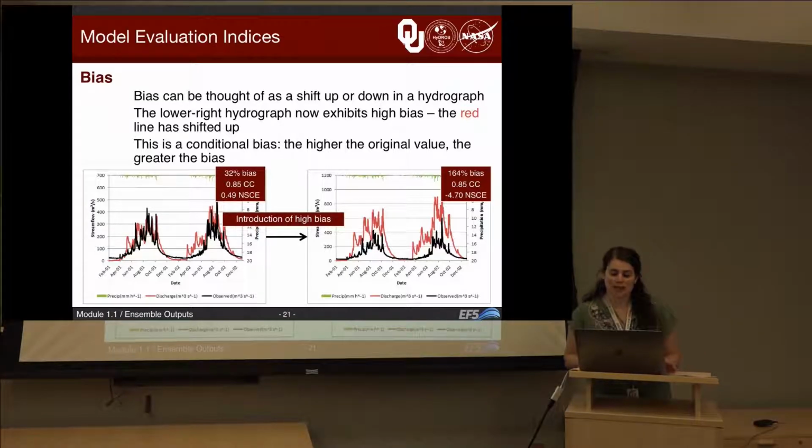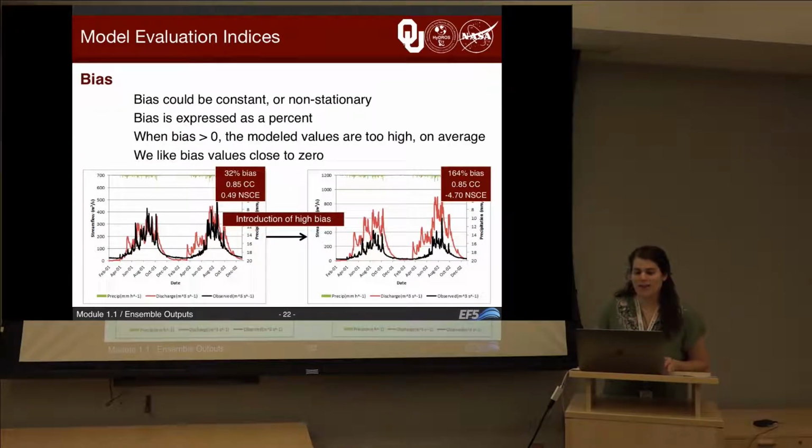And this is a conditional bias. The higher the original value, the greater the bias. So bias could be constant or non-stationary. And so that's when I talked about it could be a multiple. And so what we did is we multiplied the stream flow values by a number, and they all increased. Usually bias is expressed as a percent. So when bias is greater than 0, the model values are too high on average. So the goal for this model evaluation indice for bias, we want these values to be as close to 0 as they can.